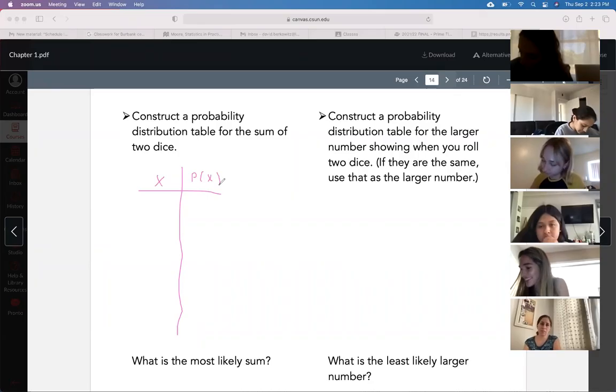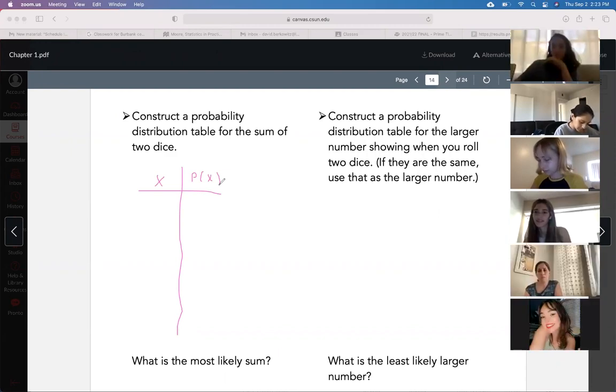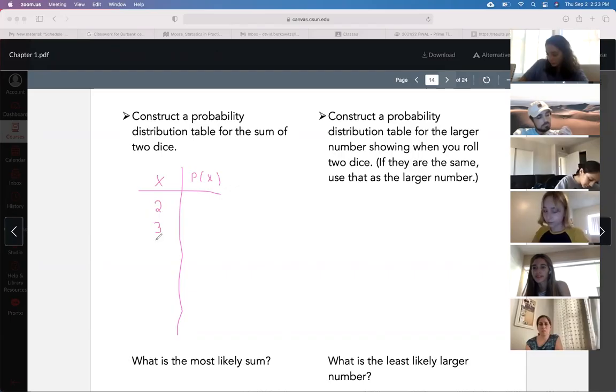What is the smallest possibility you might get when you add two dice? 2, right? You can't get a 1 because each one is going to be at least a 1. And can you get a 3 when you roll two dice? Yes. How about a 4? All the way, what's the highest number you might get when you roll two dice? 12. Okay, now, of course, you shouldn't leave this blank. It's very hard for me to write with this thing, but 5, 6, 7, 8, 9, 10, 11, 12.